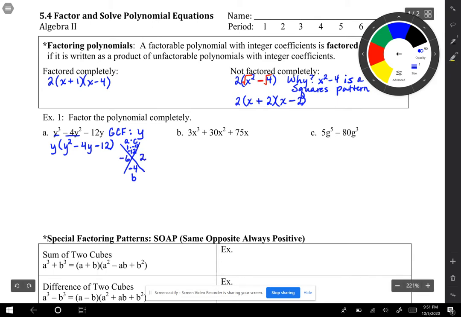And so you would factor the stuff in parentheses, always bringing down what you factored out in the first step. You're going to put y times y minus 6 times y plus 2. And then it's factored completely.